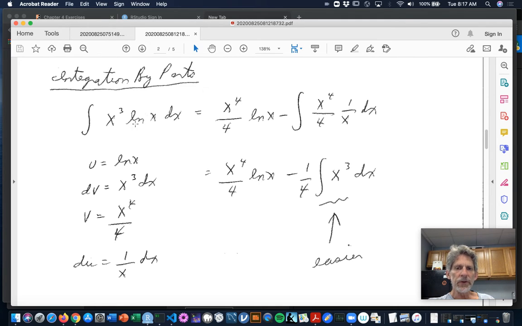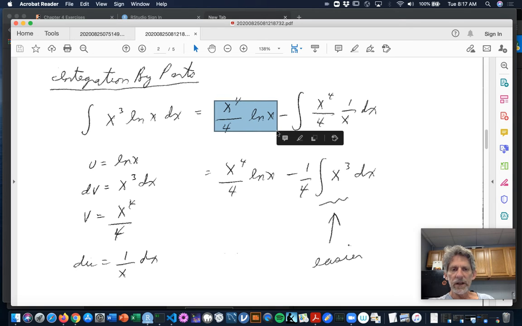You need to make sure that the integral of the v du is going to be something that's easy to get. And if you're thinking ahead, you can say the derivative of log x is going to be 1 over x, and that might help cancel out polynomials in x. So let's make the choice for u to be log x. dv has to be everything else. v would be x to the 4th over 4. du is 1 over x dx.